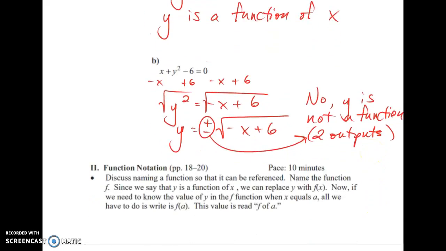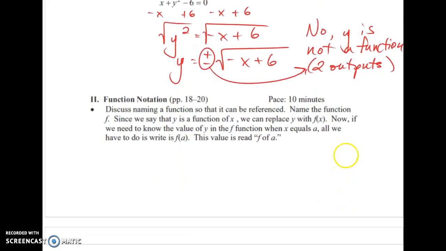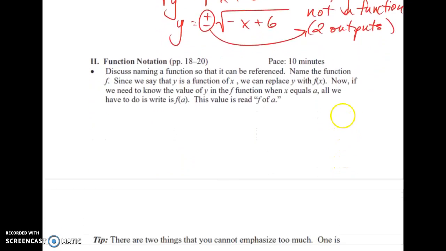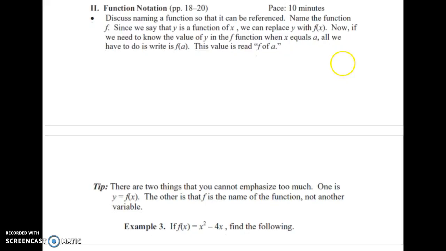Next, function notation. Discuss, as we're about to do here, naming a function so that it can be referenced. Name the function f. Since we say that y is a function of x, we can replace y with f of x, is how we say that when it's in parentheses. Now, if we need to know the value of y in the f function when x equals a, all we have to do is write f of a. This value is read f, as I just said, of a.